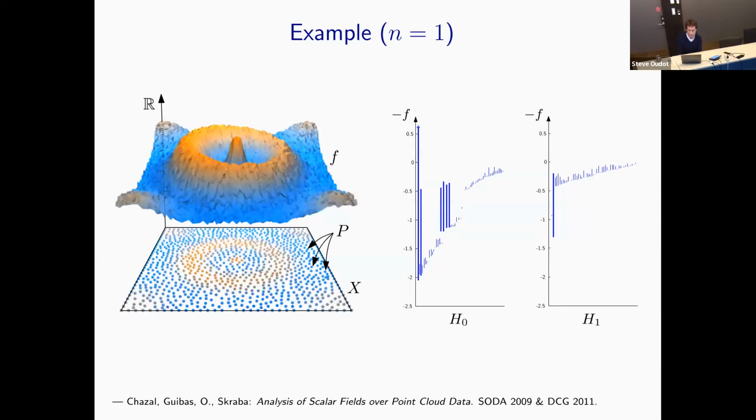This example is taken from that paper from 2009. This is the example that I showed at the beginning. Here I'm going to approximate the persistence barcode of the opposite of the function, because then in H0 we see that this function has 6 peaks. So in the approximating barcode we see 6 long bars, and the rest is just noise that comes from both the noise in the function itself and the noise coming from the sampling. And then in H1, we see a long bar, which corresponds to this annulus that appears in the superlevel set of the function, so in the sublevel set of the opposite of the function, and that persists for a while.